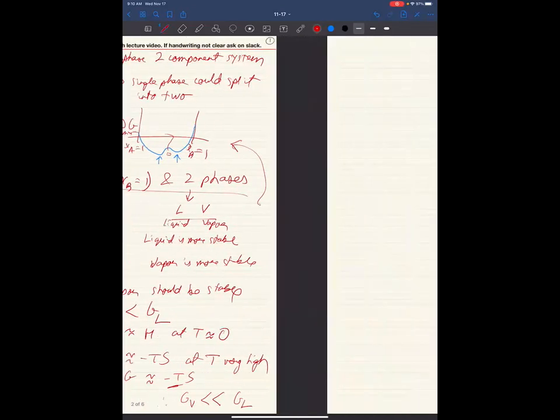So I'm going to move my page now. We just showed that at T equal to T1, which is some very high temperature, G of vapor is smaller than G of liquid. Therefore, vapor is more stable. Now let's decrease the temperature. Let's go to some T equal to T2, which is smaller than T1.